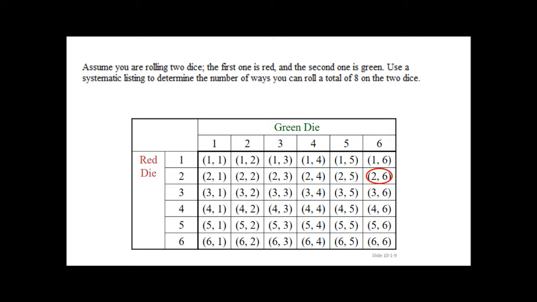Now, let's assume that we want to use systematic listing to determine the number of ways you can roll a total of 8. 2 plus 6 is 8, so that would be one of the events that would have that result. We also have 3 plus 5 would be 8, 4 plus 4 would be 8, 5 plus 3 would be 8, and 6 plus 2 would be 8. So none of the others are going to add up to 8, right? So we can real quickly see that there are 5 possible ways to get a total of 8 on the 2 dice.